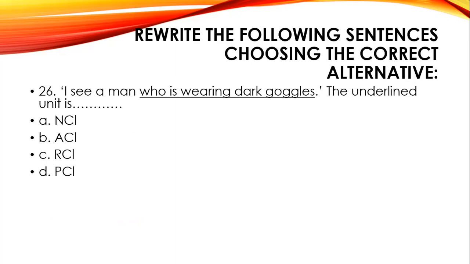I see a man who's wearing dark goggles. The underlined unit is option A, NCL. Option B, ACL. Option C, RCL. Option D, PCL. And the correct answer is option C, RCL, that is relative clause. I see a man who is wearing dark goggles. So who is wearing dark goggles is an example of relative clause.